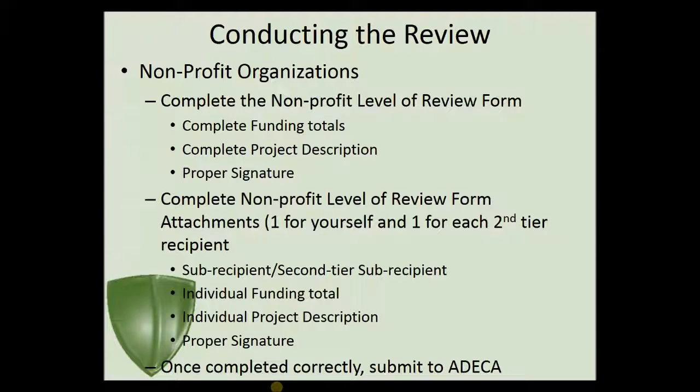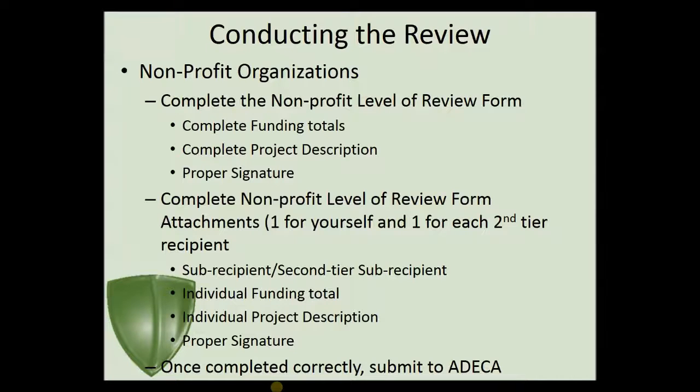On the attachment form, indicate if this form is for the subrecipient or one of the second-tier subrecipients. The funding amount reported on this form should be for only the one organization and should match what is given on the level of review form. The project description should include only those applicable activities for this organization. In other words, the only activities that should be given are the ones that are selected in the chart on the bottom of the form. The attachment form should be signed by the authorized responsible entity. That's the CEO, president, or the like of the organization it was prepared for.